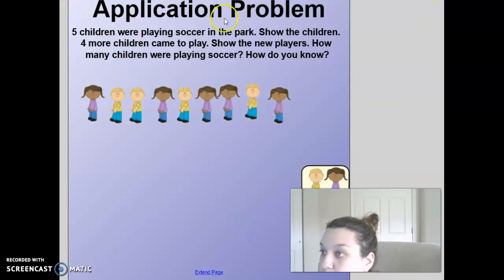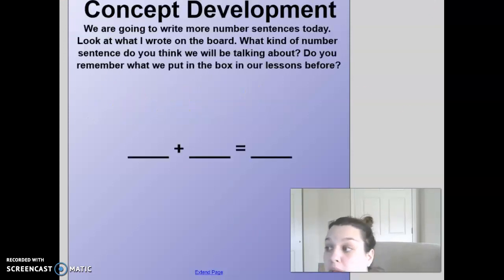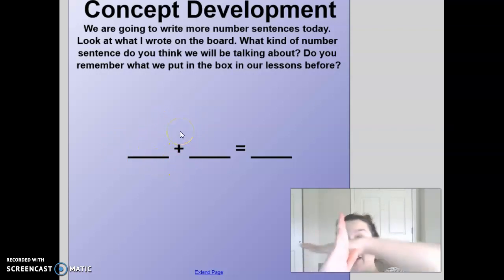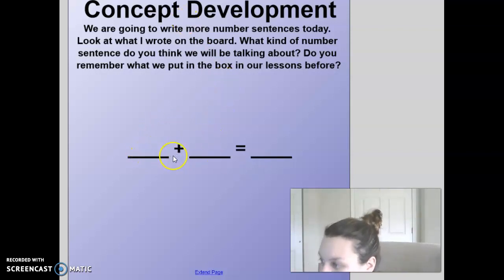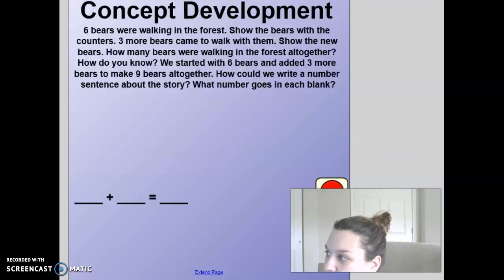Okay, let's go to our next problem. For our next problem, we are going to have to write a number sentence. But let's talk about those number sentences before. We have this symbol right here. Does anyone remember what this is? Very good. It's an addition symbol. It means we're going to be adding those parts together. So we have our part plus our other part. Oh, this is a tricky one. Equals our whole. So our two parts are going to equal our whole.